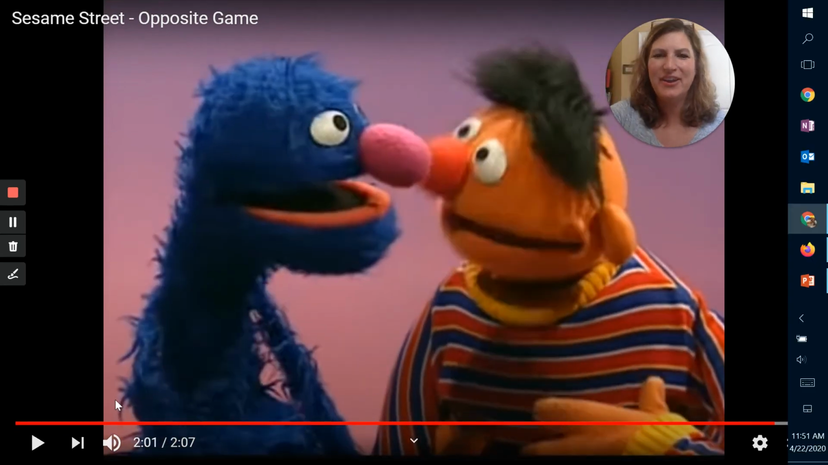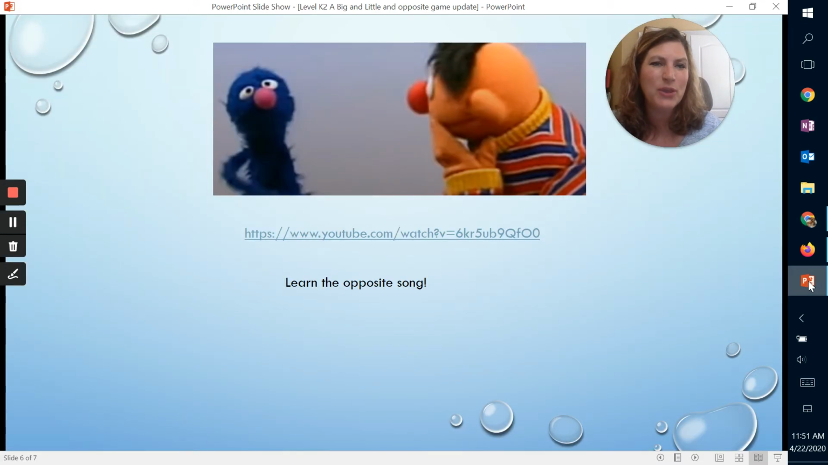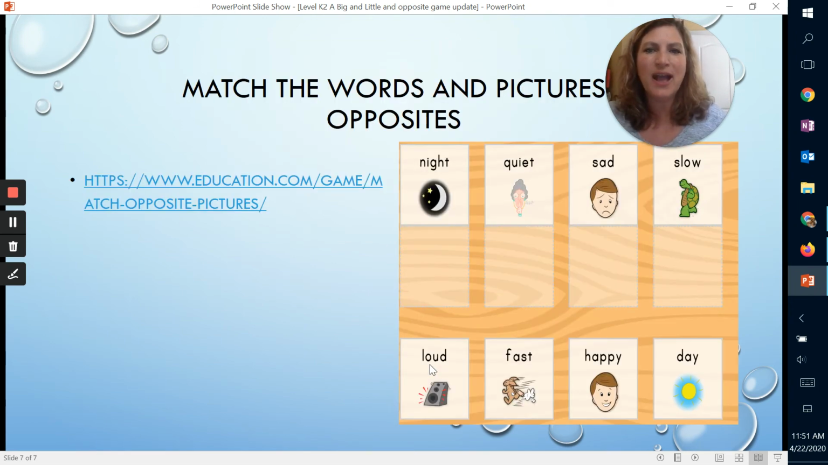All right, very good. Okay, so that was a cute little song that would help you remember opposites. Now, I did notice that he said the opposite of up is down. The opposite of standing still is moving, right? Is moving or running. So you guys are going to play a game, and it's called Match the Words and the Pictures of the Opposites.